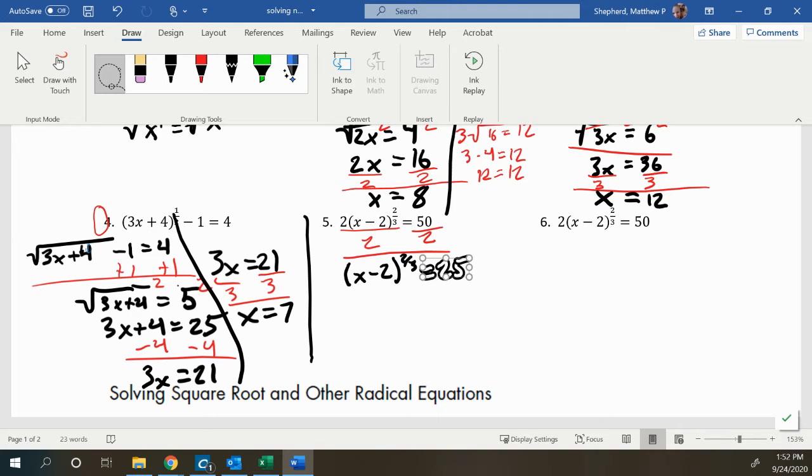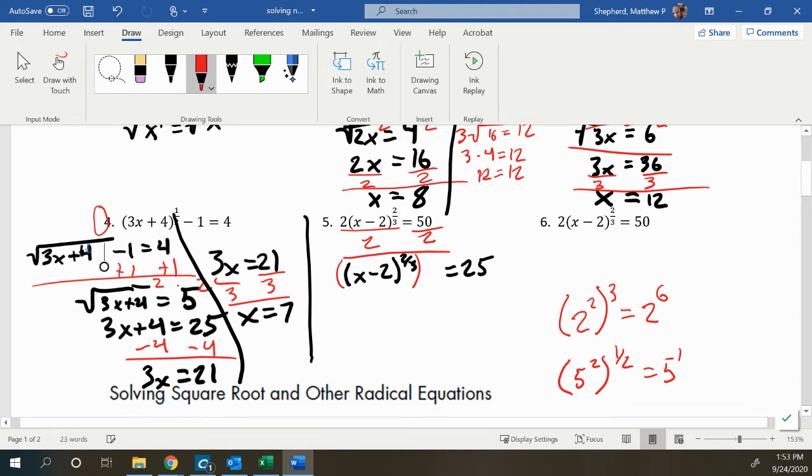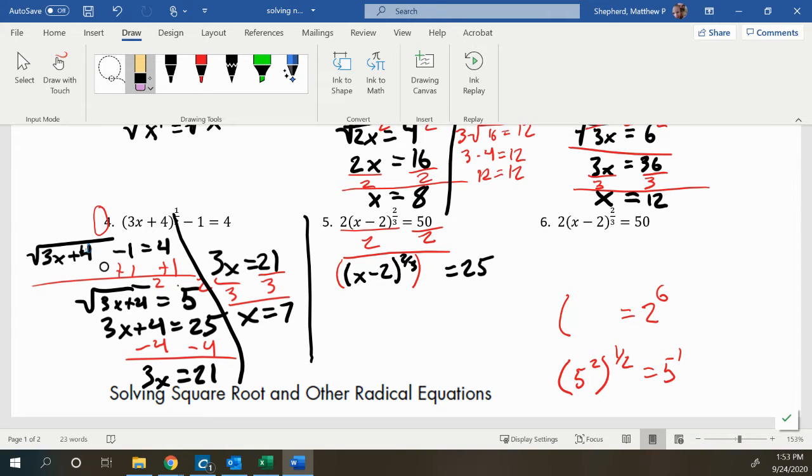So I'm going to move that a little bit over, because what I am going to do to both sides now is raise it to a power. When we had the power of 1/2, we raised it to the power of 2, and that undid it. Because when you've got 2 to the power of 2 to the power of 3, the way we deal with this is to multiply the two exponents. So that's equal to 2 to the power of 6. If you've got something like 5 to the power of 2 to the power of 1/2, we multiply those. 2 times 1/2 is just 1. And that's what's been going on whenever we raised it to the power of 2.